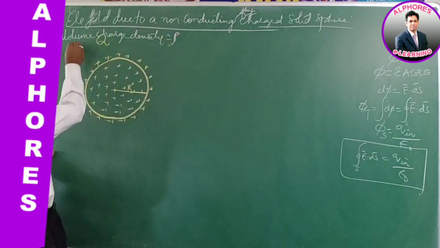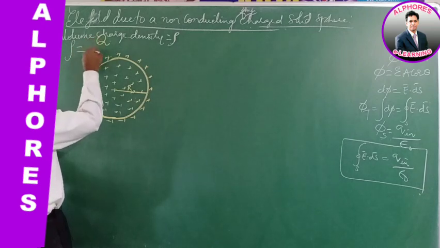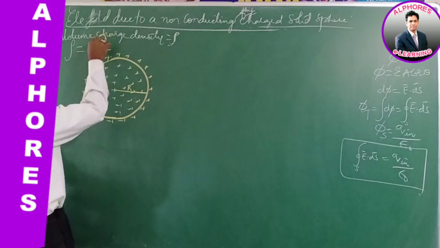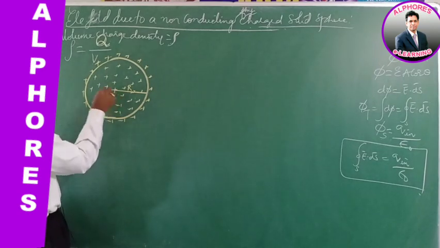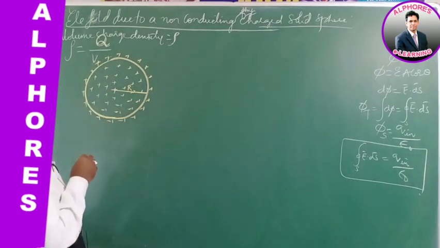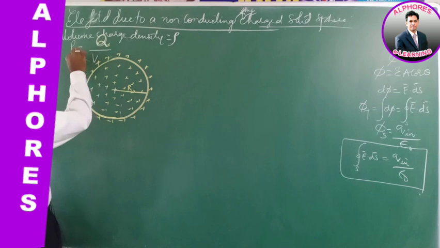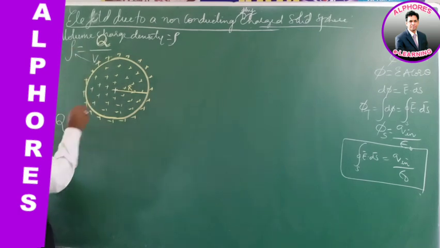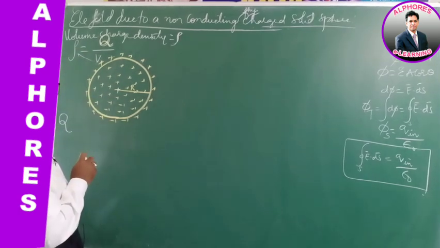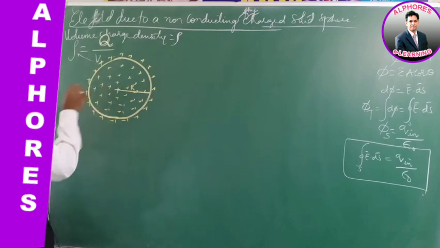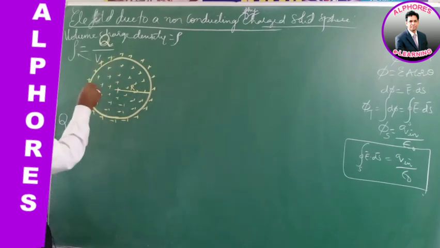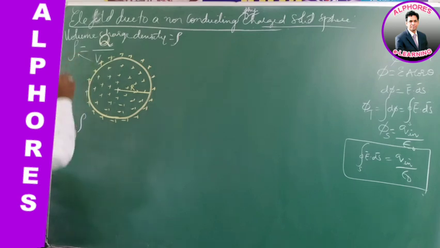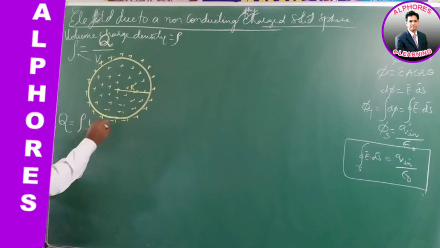You know, rho is equal to charge per unit volume, Q by V. So what is the charge? Volume of this sphere, we know, is 4 by 3 pi r cube. So cross multiplying, I get the total charge that is bound inside the sphere. The total charge of the sphere is rho into 4 by 3 pi r cube.